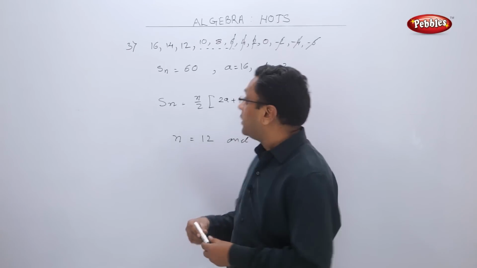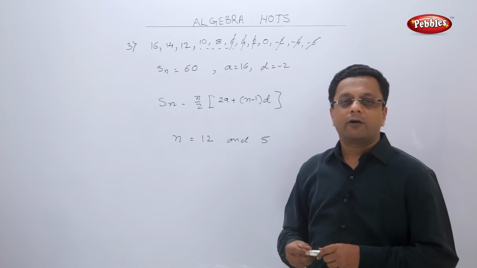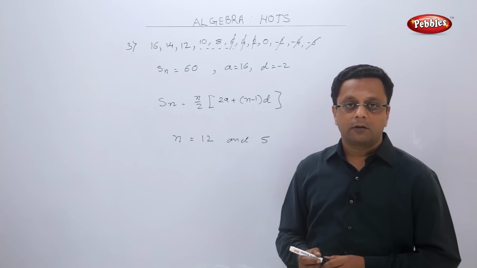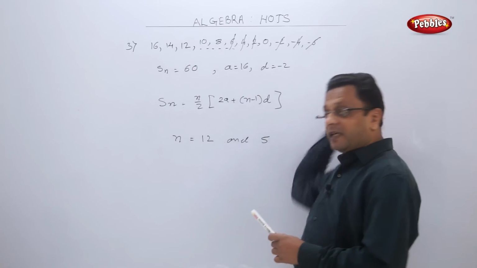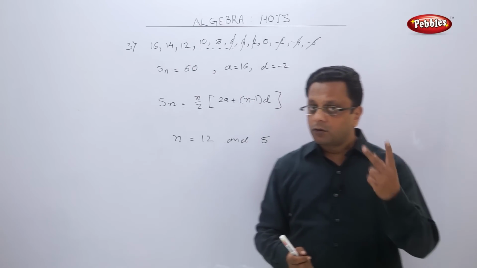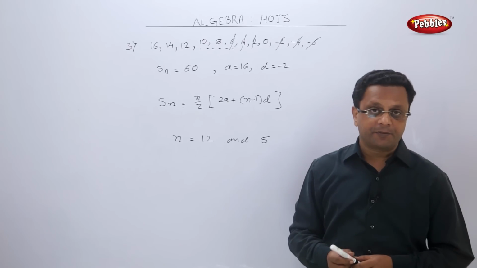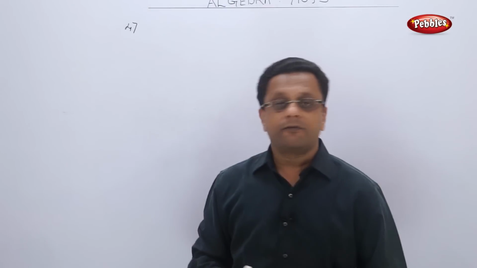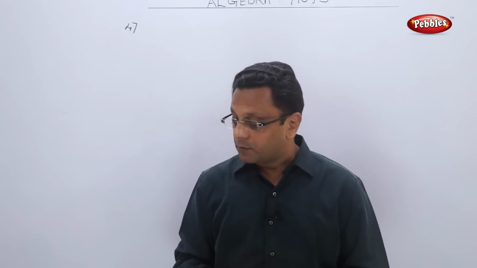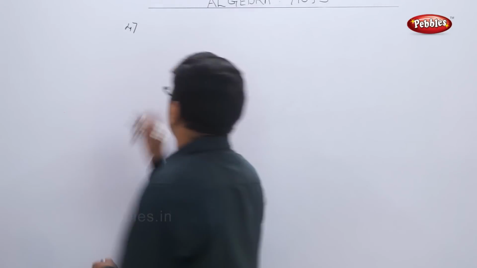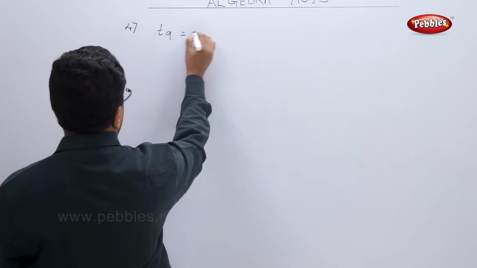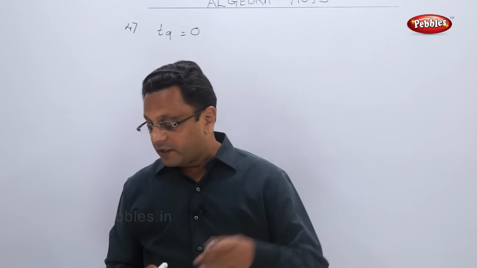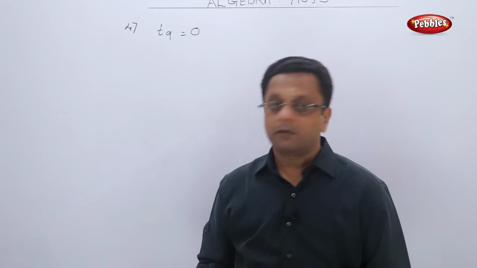If it is not descending, then you might have got only one value for n. But in this case, since it is descending, you have got 2 values for n. Simple example, let us go ahead. They have given that the 9th term of an AP is 0, that means T9 is equal to 0. Prove that the 29th term is double the 19th term.